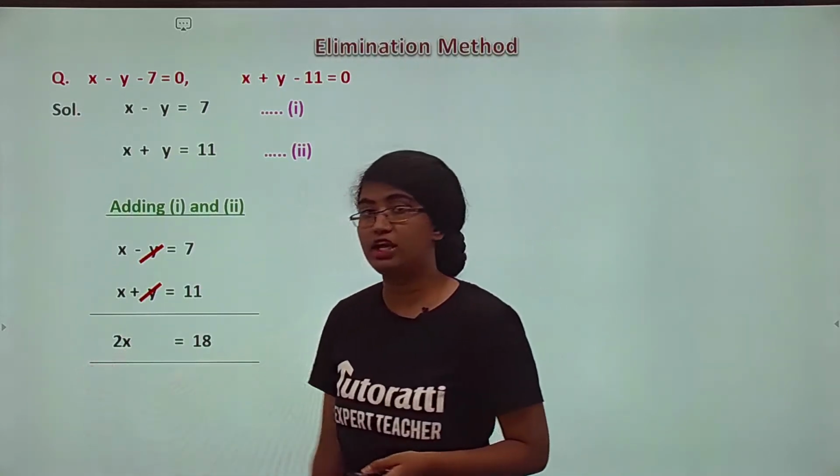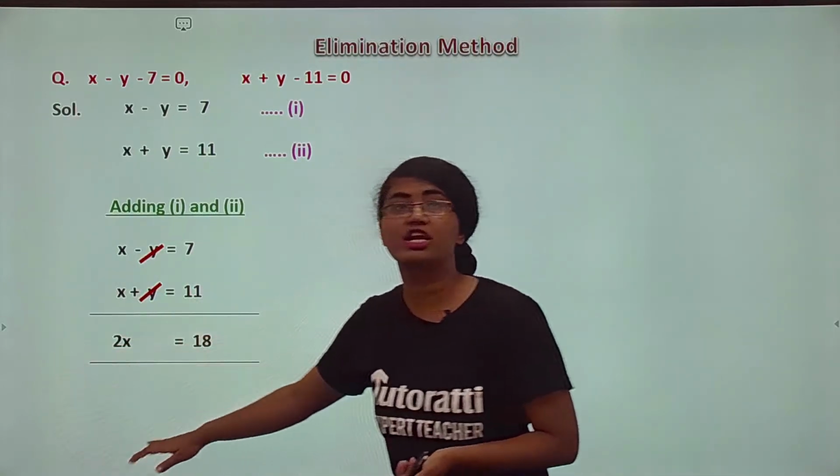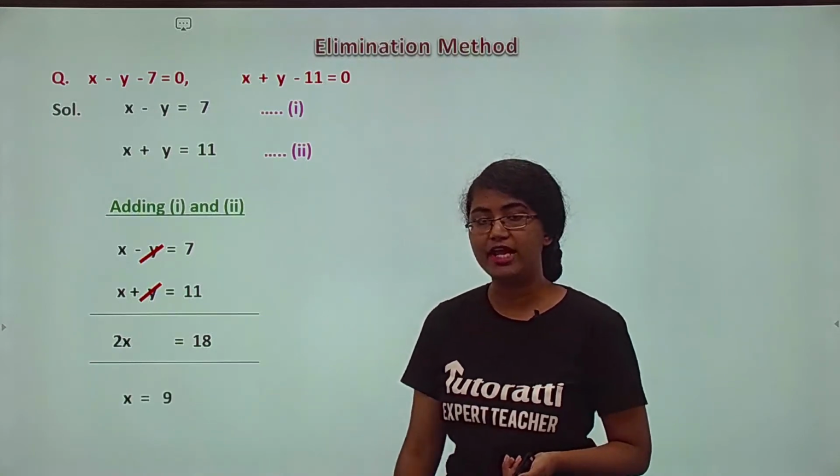Now we have to find the value of x. So what do you do? You shift the coefficient onto the right hand side. Multiplication here will become division. So your x is equal to 9.